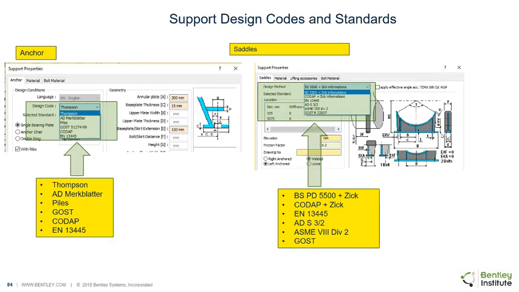The support design in AutoPIPE Vessel also uses various design standards. For example, for anchor design, the method used can be as per Thomson, AD Merkblätter, Piles, GOST, CODAP, and EN 13445. For horizontal vessel support saddles, the methods available are BS PD 5500 plus Zick, CODAP plus Zick, EN 13445, ADS 3x2, ASME 8 Division 2, and GOST.